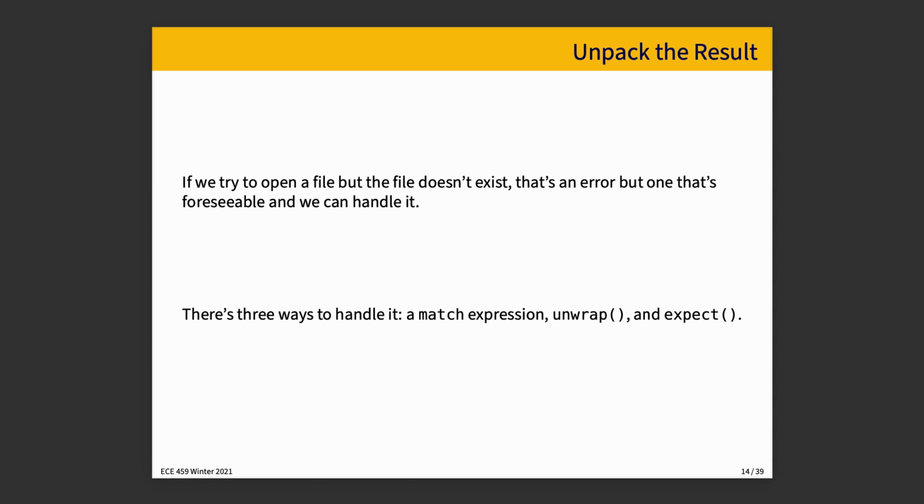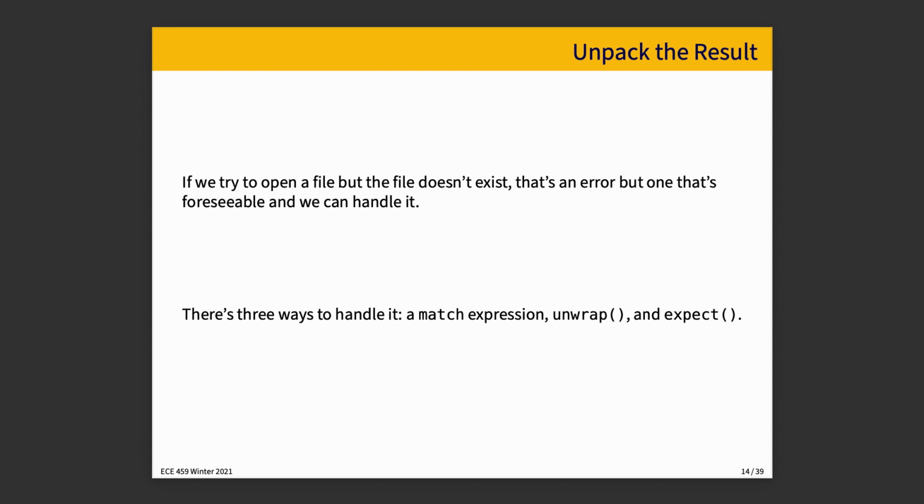So, for example, if you try to open a file but the file doesn't exist, that's an error, but the error is foreseeable, in that it is possible to imagine in advance that when I want to open a file, that file does not exist, right? This is not such an unusual, exceptional situation that we just don't know what to do with it. If it doesn't exist, well, okay, that happens. Users delete files, or they rename files, or whatever else has happened.